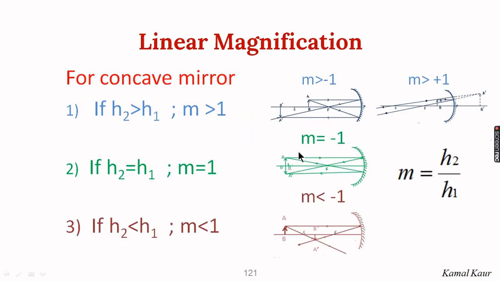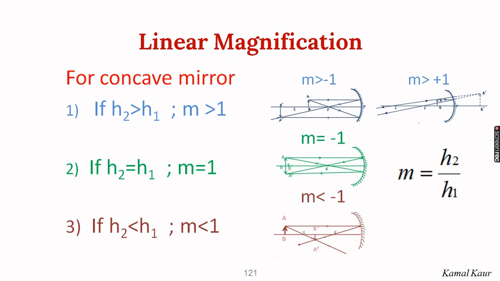We will understand linear magnification for concave mirror first of all. We know that the formula for linear magnification is h2 upon h1. Now tell me, when will m be equal to 1? It is quite obvious that if height of image and height of object are the same, h2 and h1 are same, then m will be equal to 1. So for concave mirror, this is the condition when m is equal to 1, and this is the diagram that we have drawn for this condition.